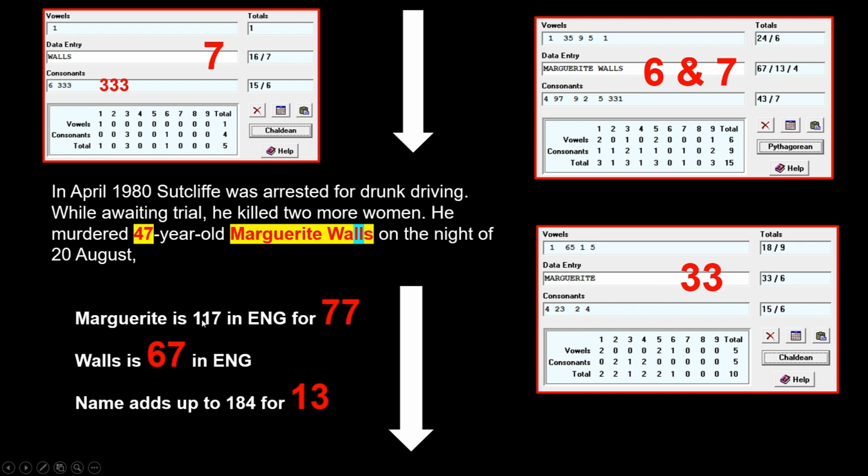Marguerite, which you believe is 117 in English, or Margaret. It's Margaret, I think. I think I'm pronouncing it wrong. Margaret is 117 in English for 77, and Walls is 67 in English, would you believe? So we've got Margaret Walls is 67 in Pythagorean, Walls is 67 in English, and the name adds up to 184 for a 13. So we have plenty of code with Margaret Walls.